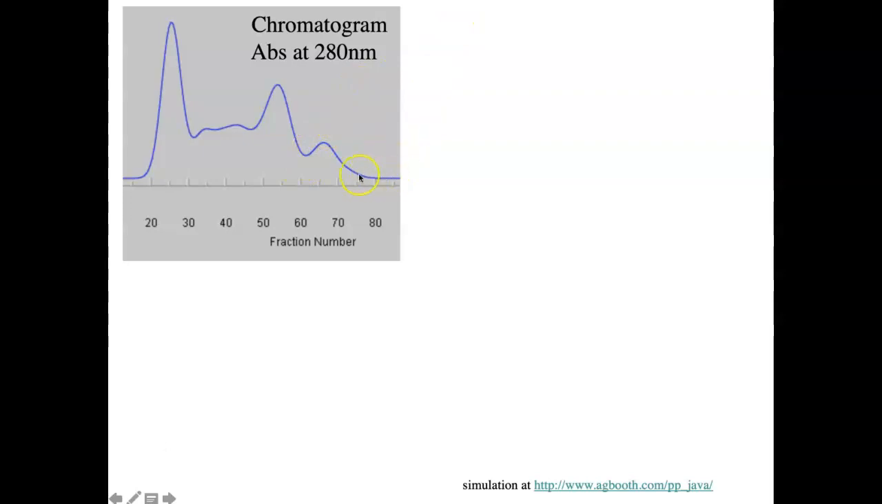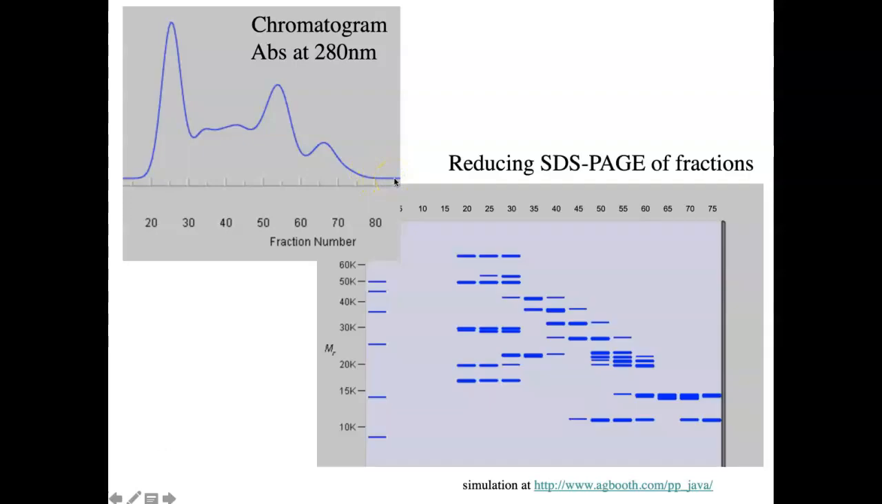Right? And then down here, looks like everything came out. There's almost no protein there. We can take these fractions and run them on SDS-PAGE. And what do we expect, right? We expect early fractions to contain large proteins, later fractions to contain small proteins. So if you look at the simulated gel, it seems consistent, right?